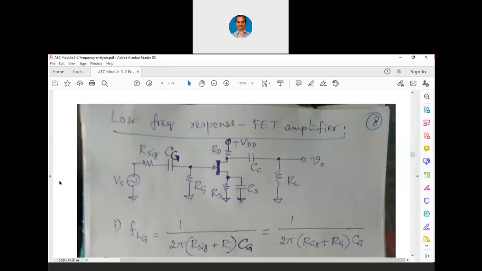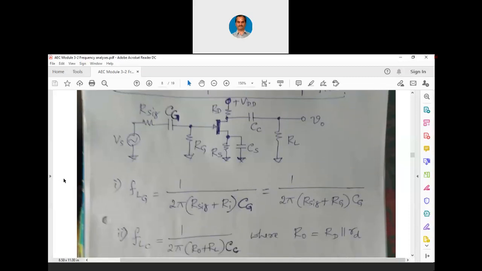As FET is a field effect transistor, there is no gate current. When there is no gate current, we need not bother much about what is the input impedance of the FET as such. We can consider it as infinity when we compare it with RG. So when RG is in parallel with infinity, we can say the effective input resistance is RG itself. So that is how we have written it directly as 1 over 2 pi into (Rsig plus RG) into CG. Now this is FLG.